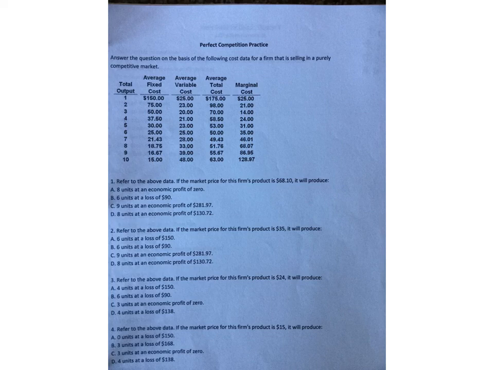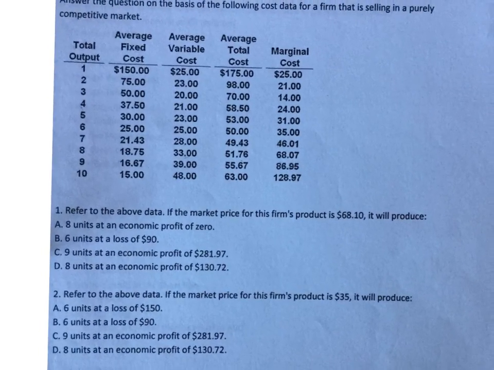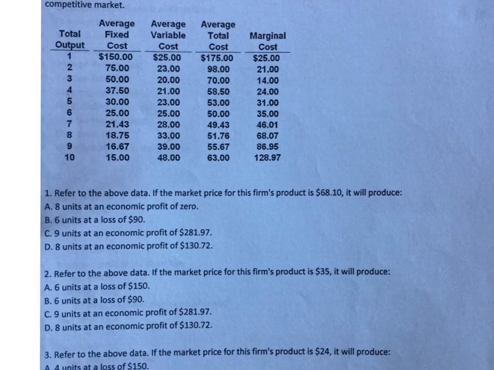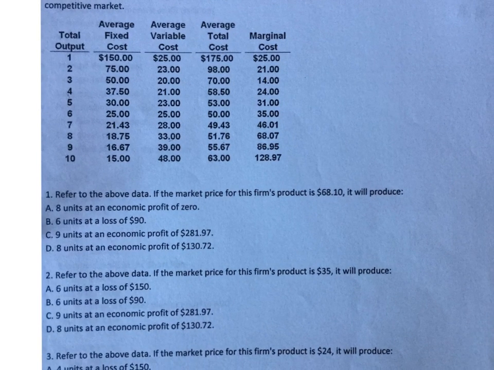Okay, for our last set of questions in this practice, you are looking at a table with information including total output, average fixed, variable, and total cost, and marginal cost. And then there are 4 multiple choice questions that go along with it. So let's talk through these 4 questions together. Number 1 says, refer to the above data. If the market price for this firm's product is $68.10, it will produce.